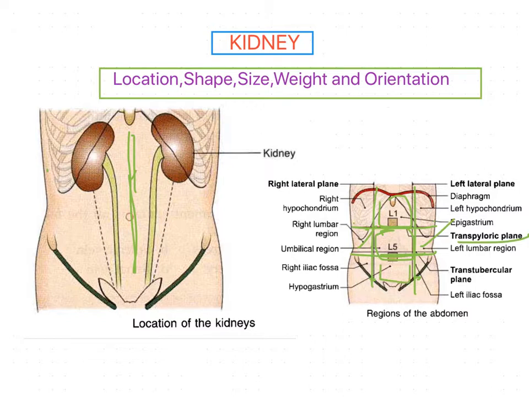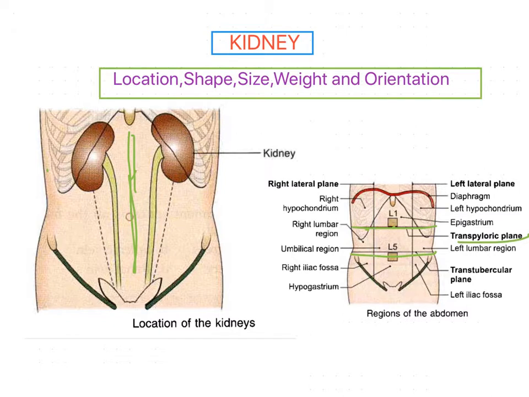On either side, right and left side of the hypogastrium, you will have the right iliac fossa and the left iliac fossa. If you see the location of the kidneys, I have brushed up these regions of the abdomen.